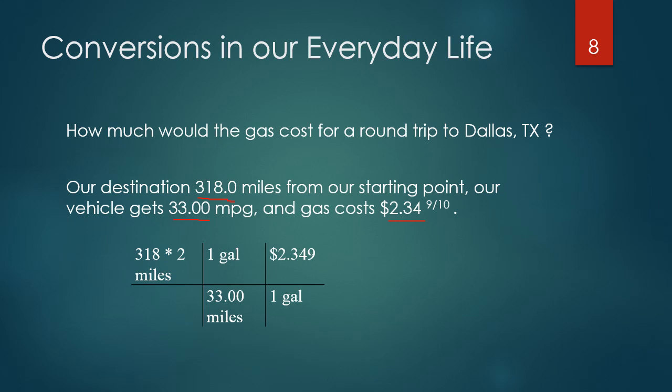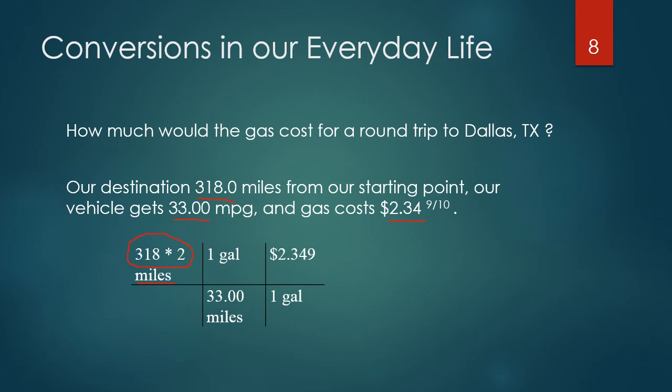So it says round trip, so that's why in this first step we're taking the 318 miles, and we're multiplying it by 2 because this 318, that's one way. So we're multiplying it by 2 for the round trip. So that is going to give us the total miles of the trip. So notice I'm keeping my units next to my number so that once I get my conversion factors ready, I know what's going to go on top and what's going to go on bottom.